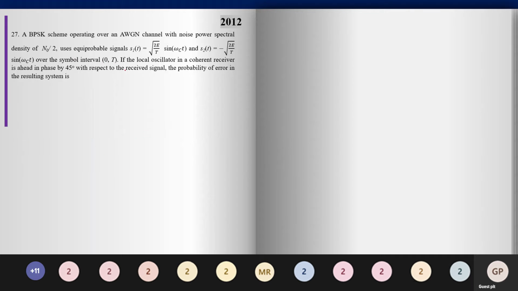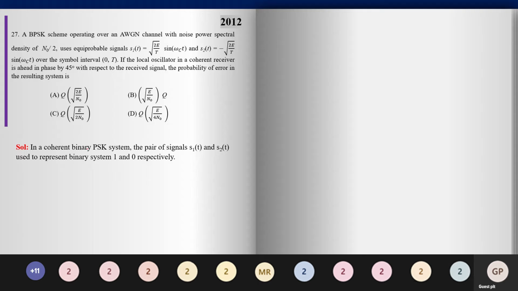And if the local oscillator in a coherent receiver is 45° ahead, then along with the signal, we're going to add up 45° and calculate the probability of error. As you can see, they have given 4 options here, so out of these options, we're going to see which is the correct one. Okay. So in the coherent BPSK system, the pair of signals S1 of t and S2 of t are used to represent binary logic 1 and logic 0. So this is for logic 1 and this is for logic 0.